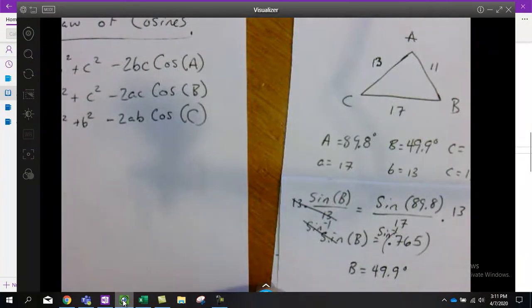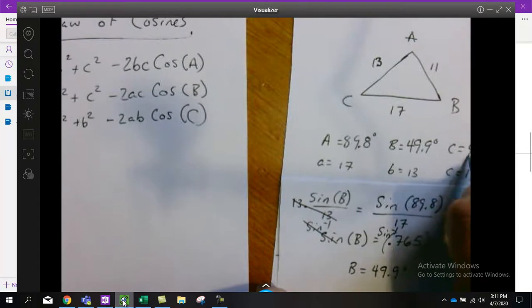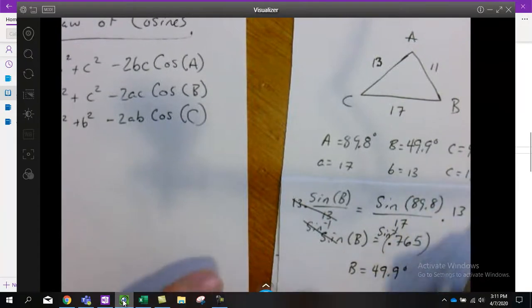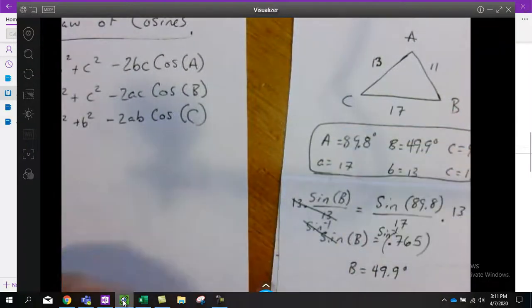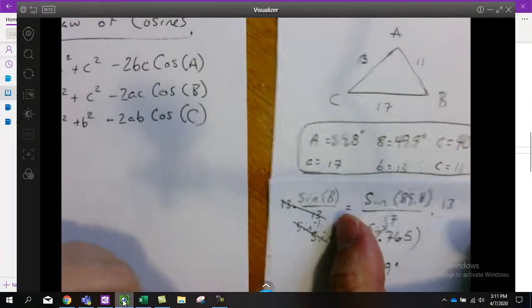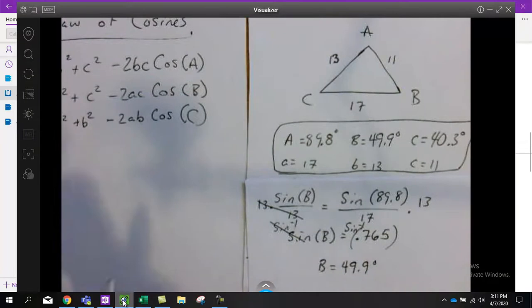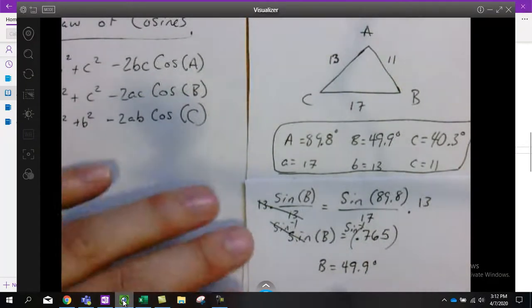So if I take my 89.8 and I add my 49.9, I get 139.7, and if I subtract that from 180, I'm going to get 40.3. There is my answer. You should only ever use the law of cosines one time. That's to produce a magnitude. After that, you can use the law of sines to finish every problem.